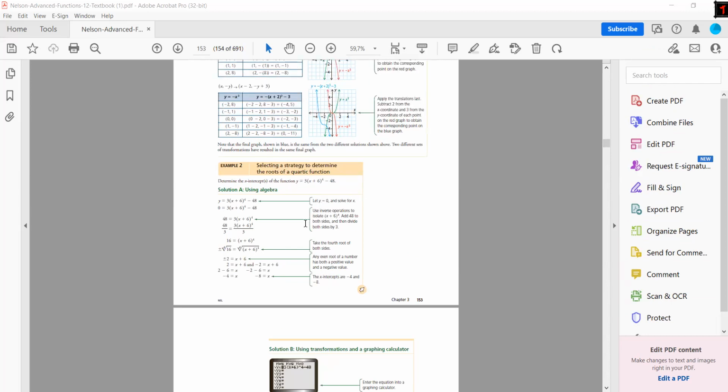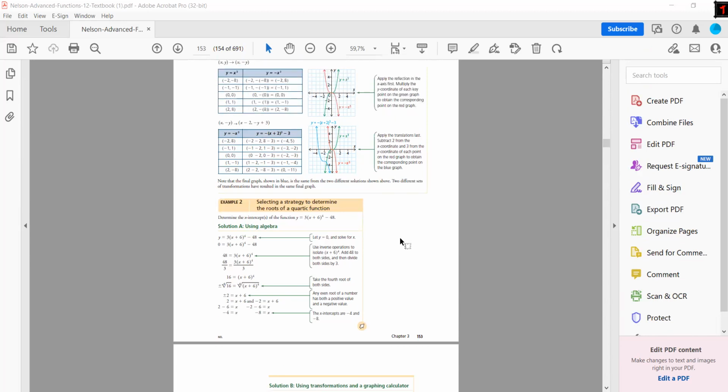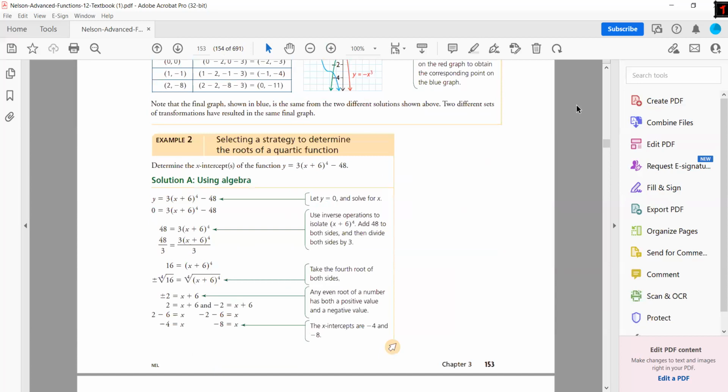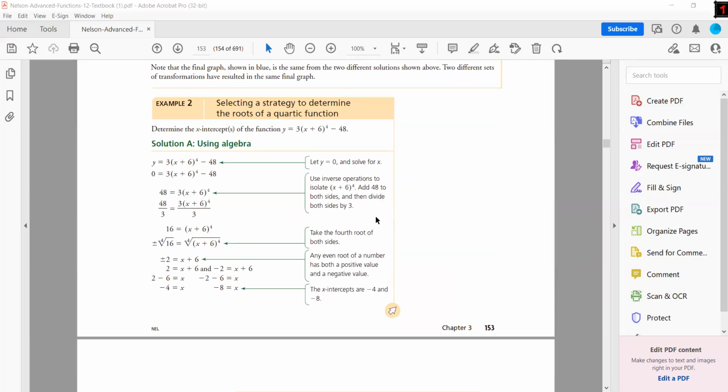Let's take a look at this interesting example where we are defining the roots of a quartic function, because this is really important to know how to do, because roots will help you to find the zeros of this function. And for your future studies, solving a quartic function is useful.